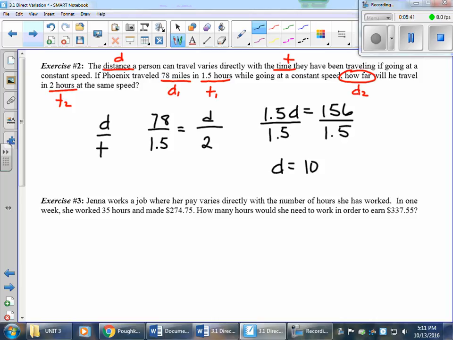104 miles. Remember, always check and make sure it makes sense. We're asking how far. Answer the question. How far will he travel? 104 miles. Something should not sound right to you if you come out with something with hours behind it.